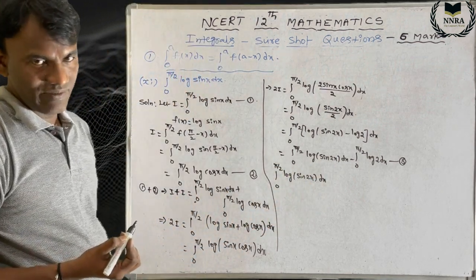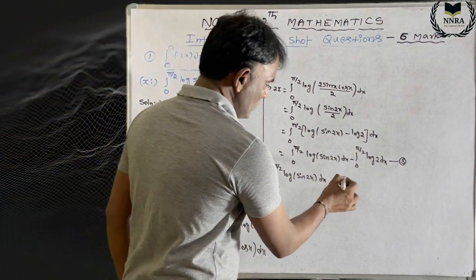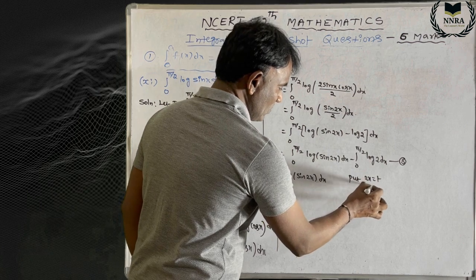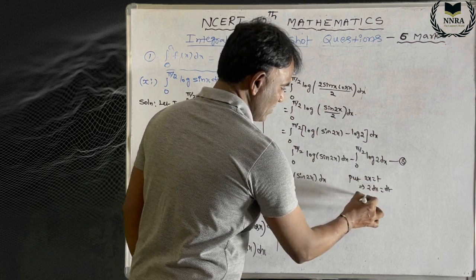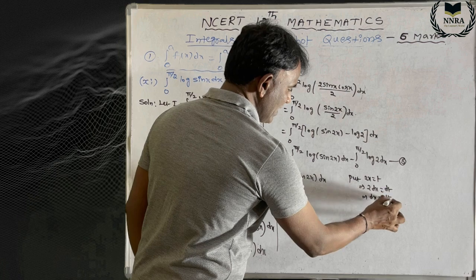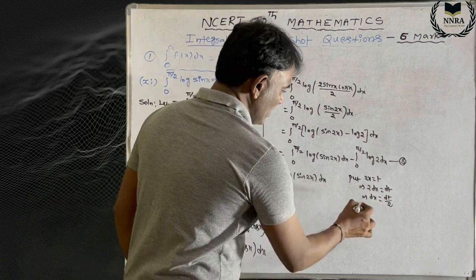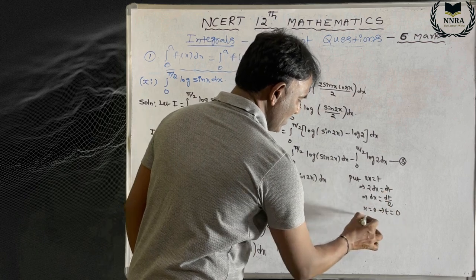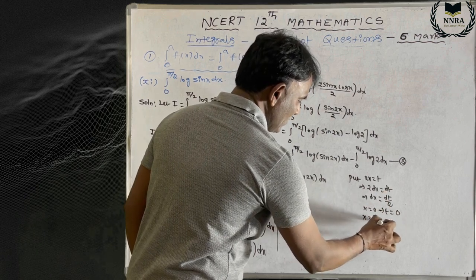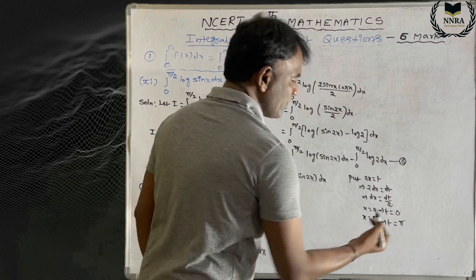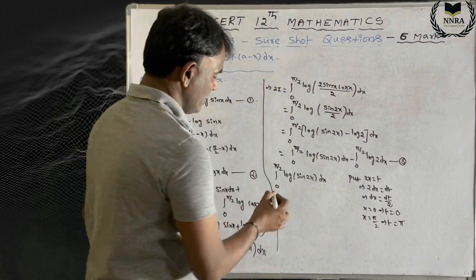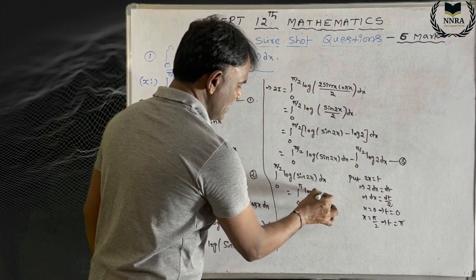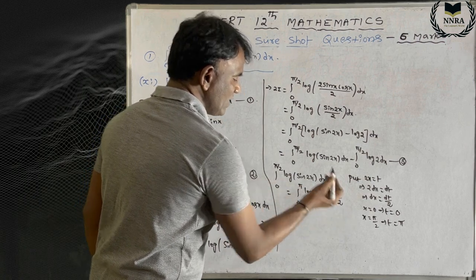Just use substitution method. Substitution method means 2x equal to t. Now 2 into dx equal to dt. What is the value of dx? That can be written as dt by 2. Now lower limit is 0. x equal to 0, t equal to 2 into 0 is 0. If x equal to pi by 2, so t equal to 2 into pi by 2 means 2 gets cancelled, we get pi. So this can be written as 0 to pi and log of sin t, then dt divided by 2.